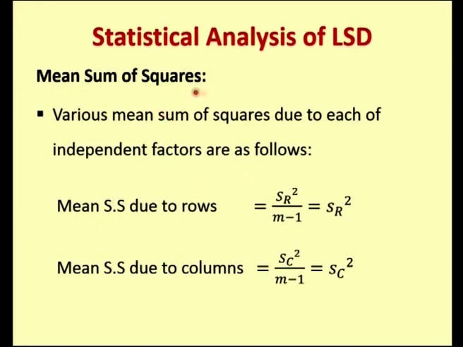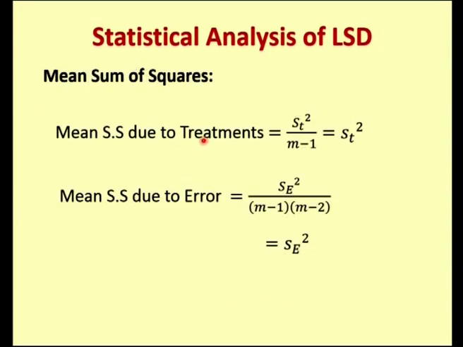The mean sum of squares is obtained by dividing the sum of squares by its respective degrees of freedom. Since we have rows, columns, treatments and also error, we have the mean sum of squares due to rows, denoted by s_r squared, due to columns s_c squared, due to treatments s_t squared, and for error s_e squared. For error, the degrees of freedom is (m minus 1) into (m minus 2). So the sum of squares due to error divided by (m minus 1)(m minus 2) is equal to the mean sum of squares due to error.